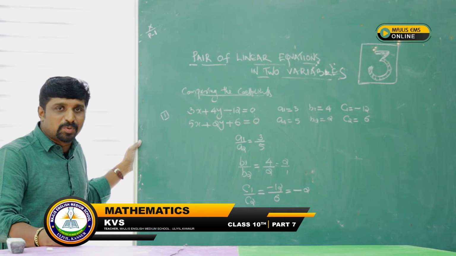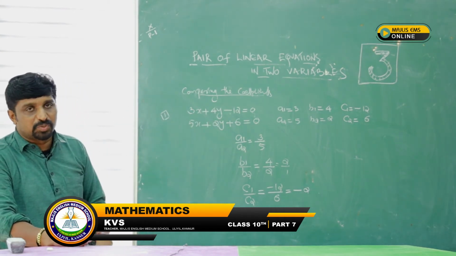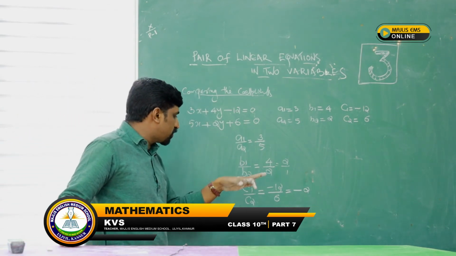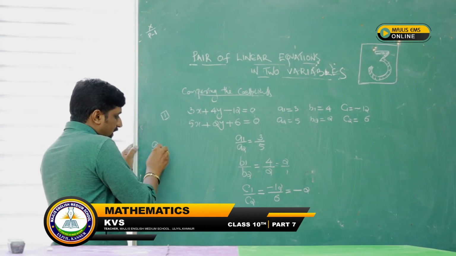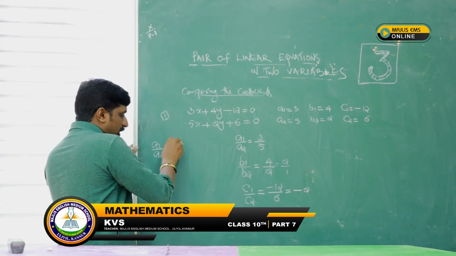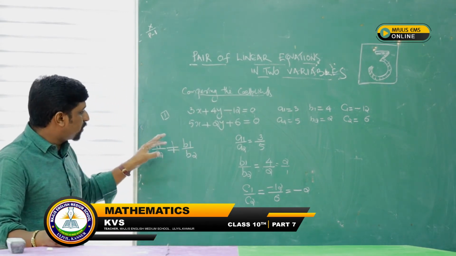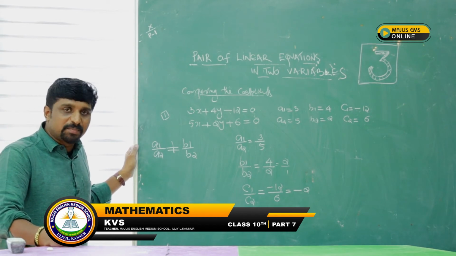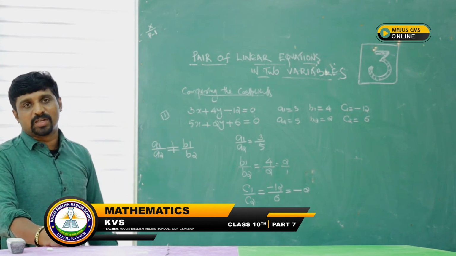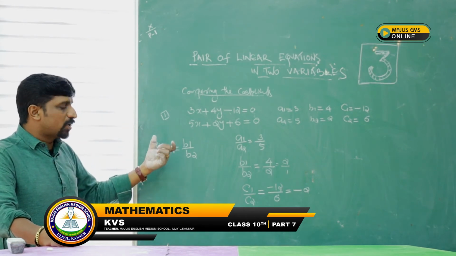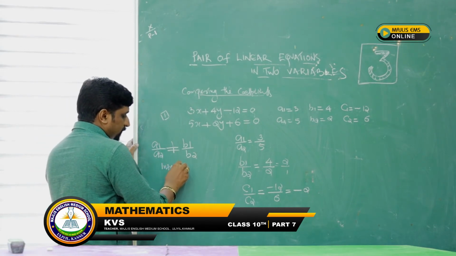In the graph there are only three possibilities, and I can check using a1 by a2, b1 by b2, c1 by c2. When we compare a1 by a2 and b1 by b2, they are not equal. Suppose a1 by a2 not equal to b1 by b2. That means when we draw the graph of these two lines, they will intersect at one point. This is the condition, a1 by a2 not equal to b1 by b2. We can conclude: intersecting lines.